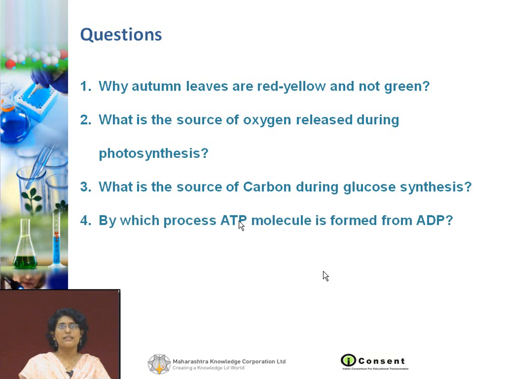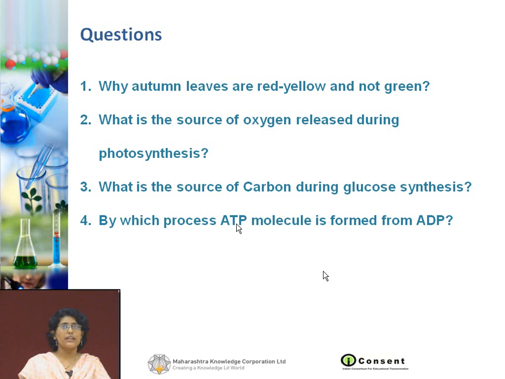By which process ATP molecule is formed from ADP. ADP is adenosine diphosphate and ATP is adenosine triphosphate. That means here the addition of phosphate group takes place in ADP to produce ATP. In photosynthesis, this process is helped by the light energy. That means the phosphate group is added in ADP to form ATP in the presence of light.